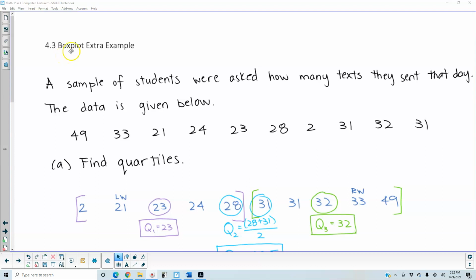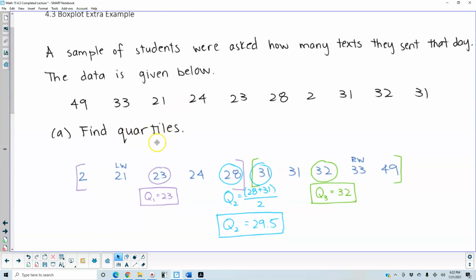Here is an additional boxplot example. A sample of students were asked how many texts they sent that day, and the data is given below: 49, 33, 21, 24, 23, 28, 2, 31, 32, and 31. So we have 1, 2, 3, 4, 5, 6, 7, 8, 9, 10 data values.